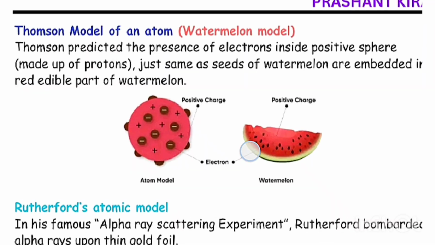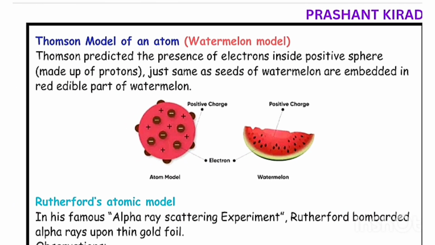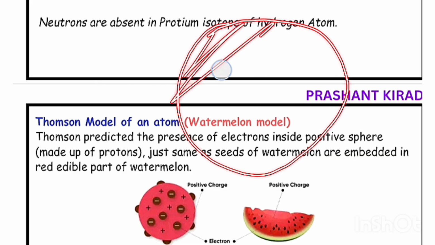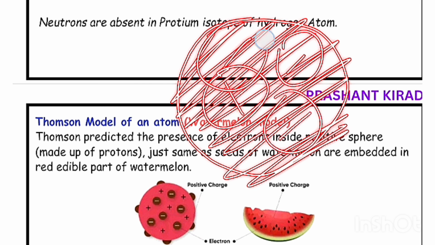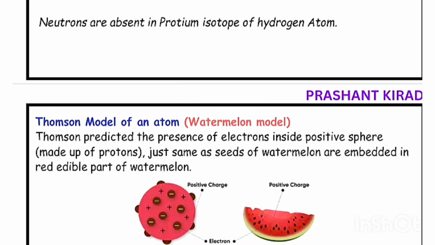Next, a very important model for you guys. It's a very easy and important part for your examination. Keep that in mind: Thomson's model of an atom, that is the watermelon pudding model. It's very easy. You should understand it in an easy way. Consider this is a watermelon. This is the reddish part, and consider the seeds in it. This watermelon we consider as a positive sphere.